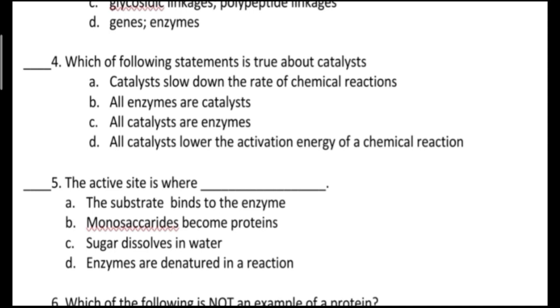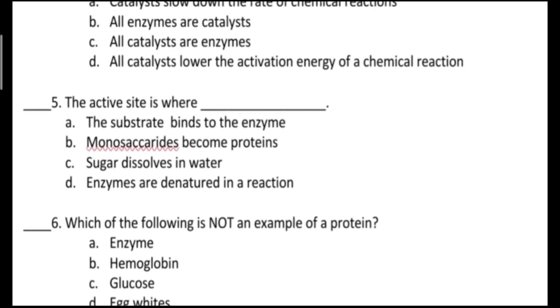Remember that all enzymes are catalysts. So that is letter B, because other catalysts are chemicals. Not all catalysts are enzymes; most of them are. So B is the correct answer here. All enzymes are catalysts. When you say catalyst, they speed up the chemical reaction in the body process. Okay, there you go.